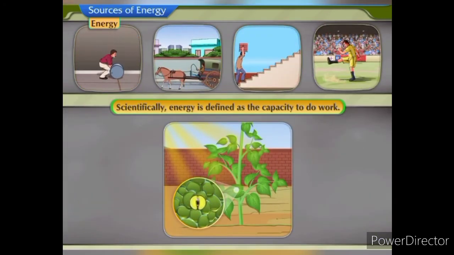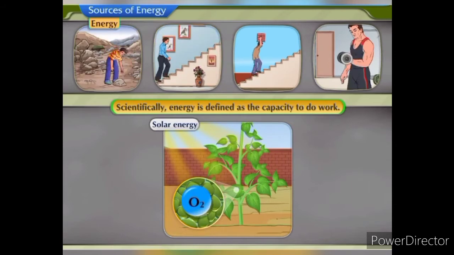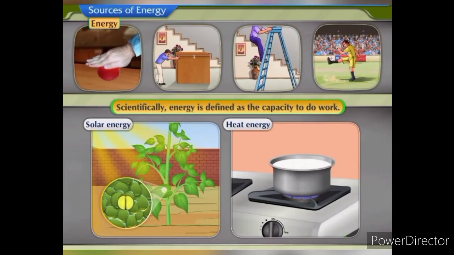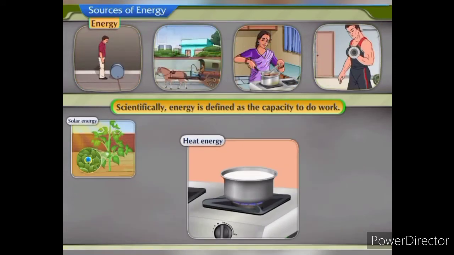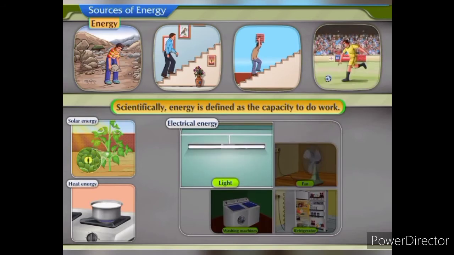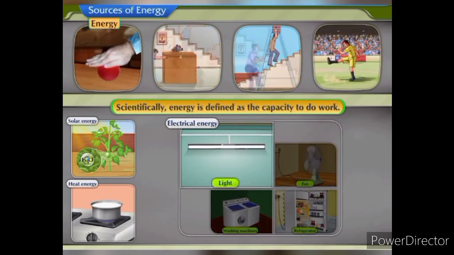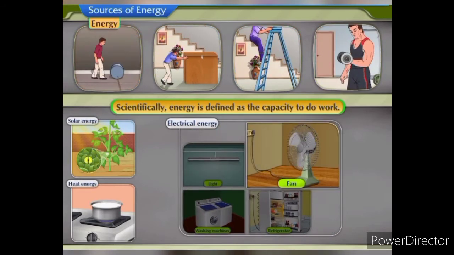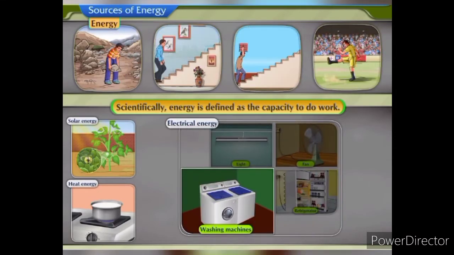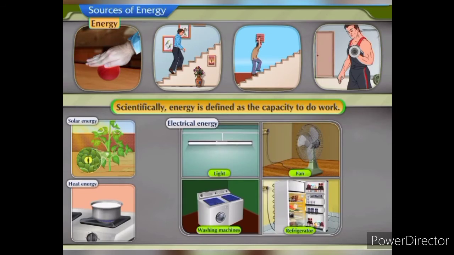The green plants use solar energy to prepare food. We need heat energy to cook our food. We use electrical energy to light our houses and to run appliances like fans, refrigerator, washing machines, etc.